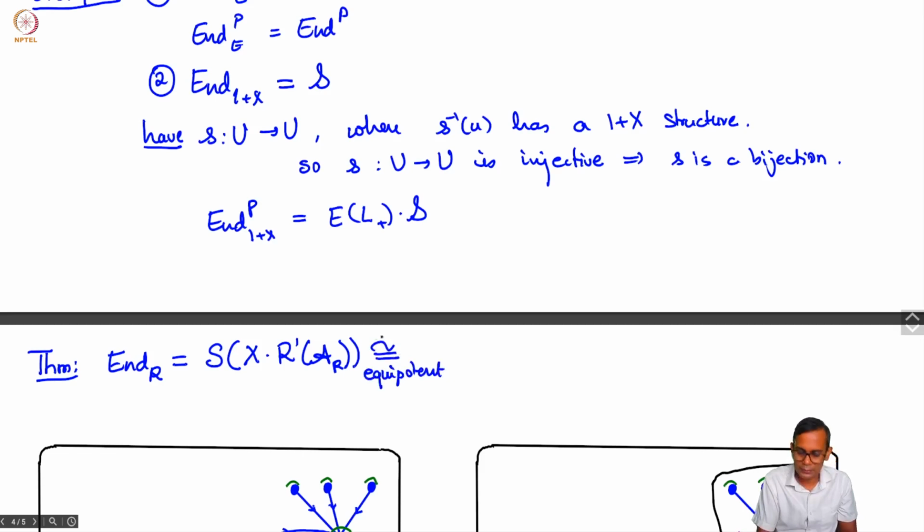I'm using this symbol here to denote equipotence, which means that the number of structures on a given set are the same for both these species, but the species may or may not be isomorphic. Now, since S is equipotent with L, I can replace this S with an L here. So End R is equipotent with L of X times X dot R prime.